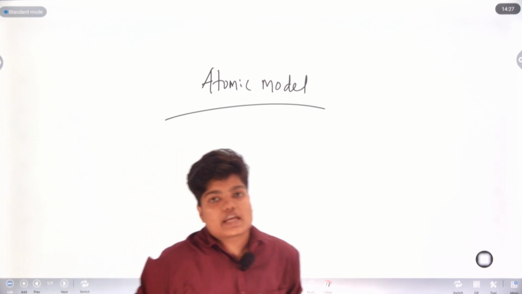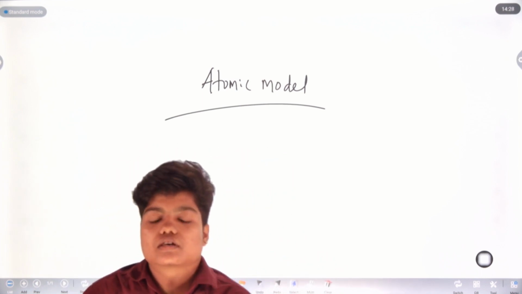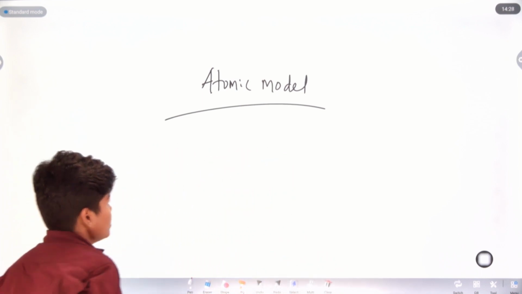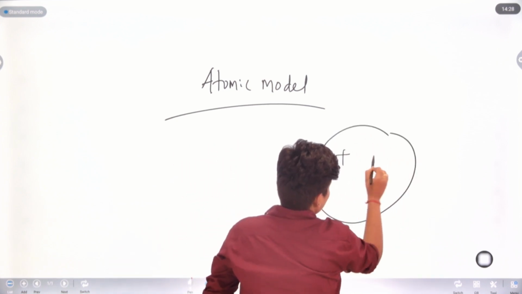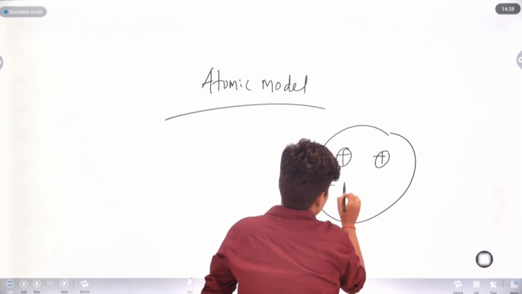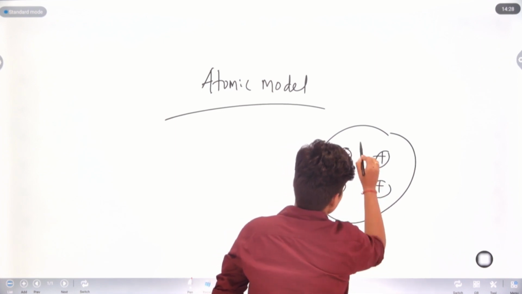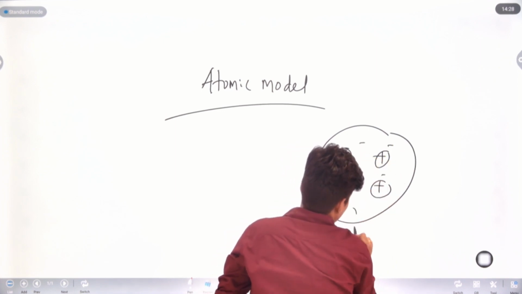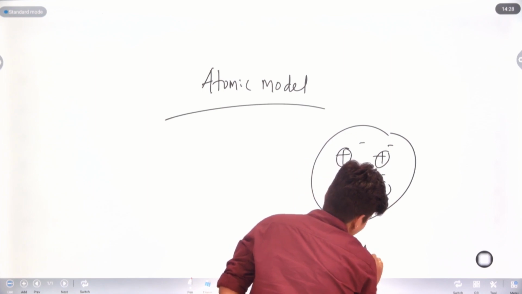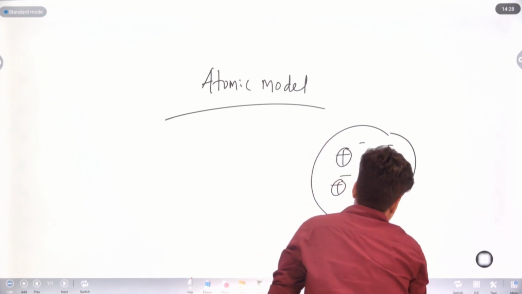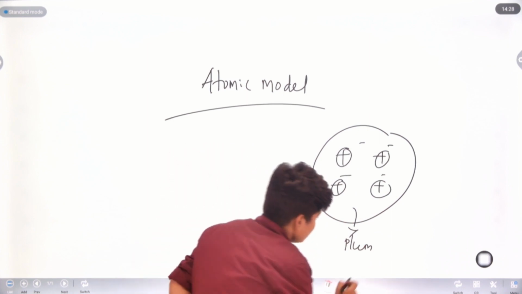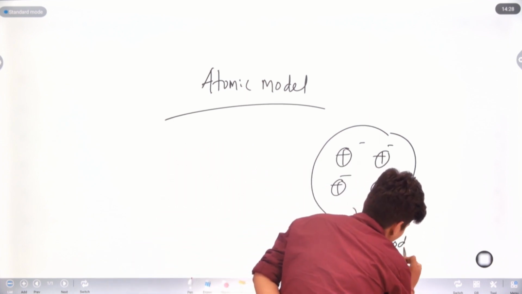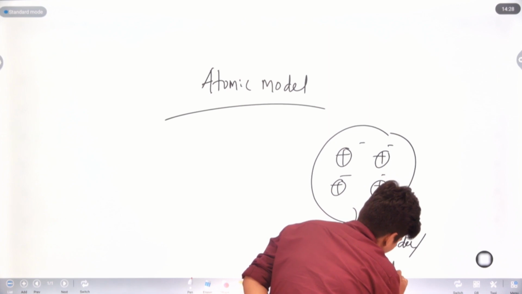So different scientists have given their models. First, J.J. Thomson gave the plum model. He said that the protons and the electrons are equally distributed in an atom. It is called the plum model. He said that they are present like the seeds in a plum, like in a watermelon. So it is the plum model or Thomson model.